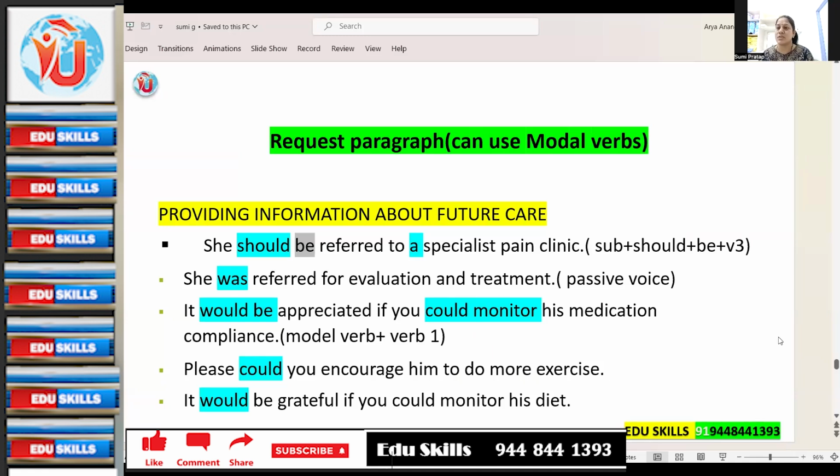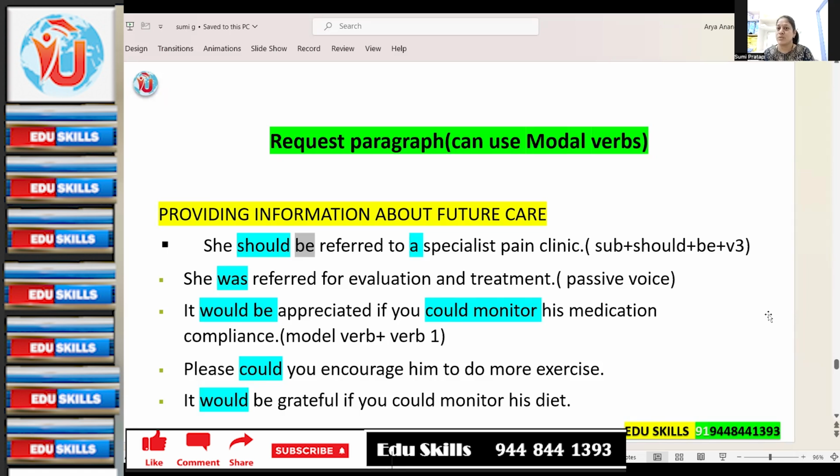Whenever it comes to the passive voice, we have to use verb 3. So in the bracket, I wrote subject plus should plus be. Mostly we use the modal verb with be plus verb 1, but when it comes to should be, could be, would be, that time we have to use verb 3: referred, prescribed, commanded. We have to join "ed" if we are writing be. She was referred for evaluation and treatment.